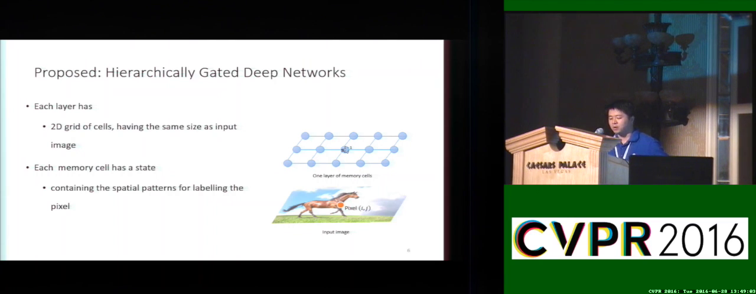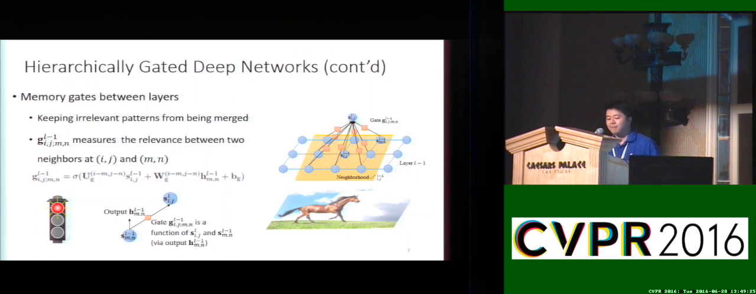For this purpose, we propose the hierarchically gated deep networks. This network has a two-dimensional grid of memory cells in each layer. Each cell has states which memorize the patterns for the target pixel we want to label. Between two memory cells, we define gates which control which patterns should be allowed to be merged at the higher layer to form the spatial context for the target pixel.